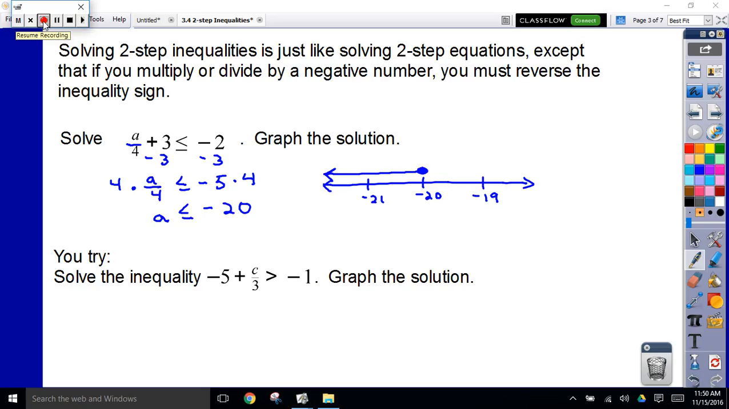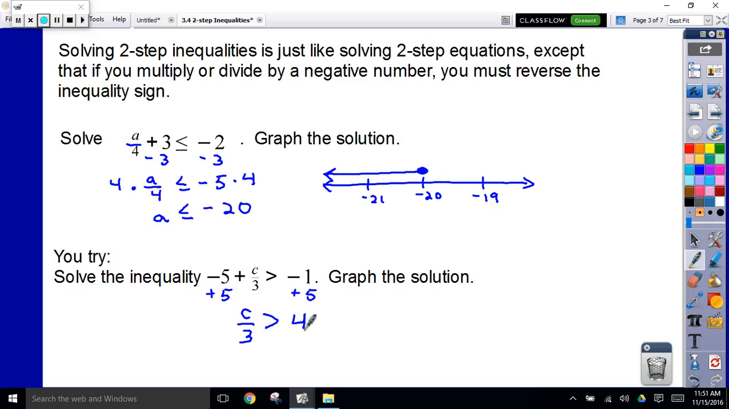Okay, volunteer to tell me how to solve this inequality. David. Add 5. Good. We have a negative 5 to get rid of, so we're going to add 5 to both sides. What do we end up with? C over 3 is greater than... It's greater than what? Positive 5, negative 1. Different signs, subtract. Yeah, it's just 5 minus 1, which is 4.